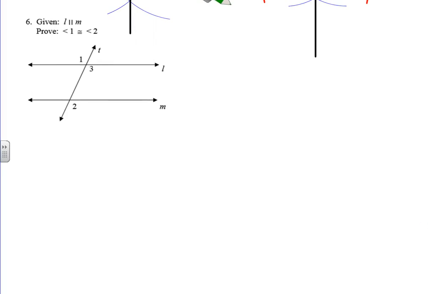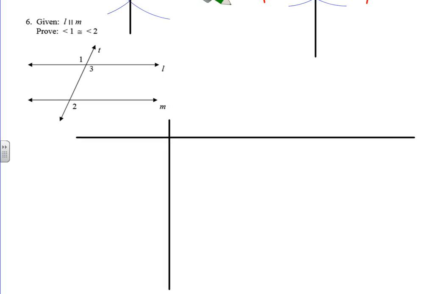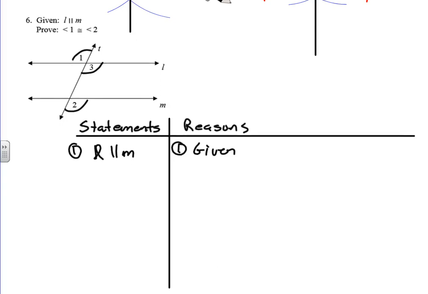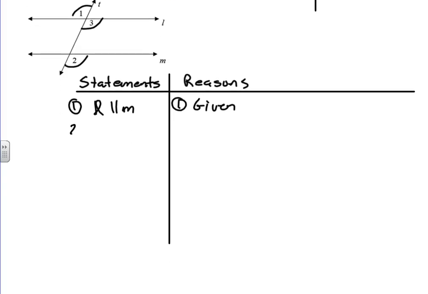All right, now for the parallel one, I'm going to do this proof here. There's a shortcut to do it. I'm going to do it the long way just to review some of these things. So our statements and our reasons. We're going to start, obviously, with the given: line L is parallel to line M. Okay, and what I know is that 3 and 2 are corresponding angles and 1 and 3 are congruent vertical angles. So the way that I would go about this, I'd say angle 1 is congruent to angle 3.